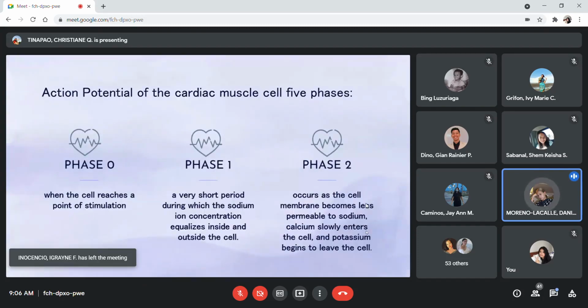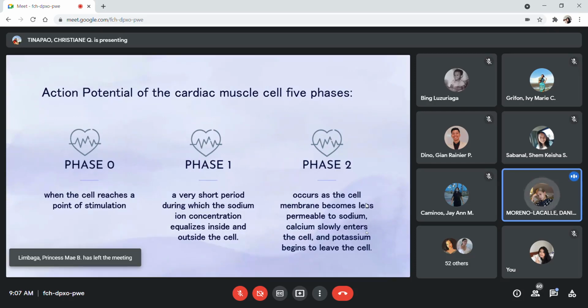So now let's proceed with the 5 phases of action potential of the cardiac muscle. So in the phase 0, the sodium gates open and then the sodium rushes in. This is also called a rapid depolarization. And then in the phase 1, the sodium channels become inactivated and then the potassium escapes. This is also called early repolarization.